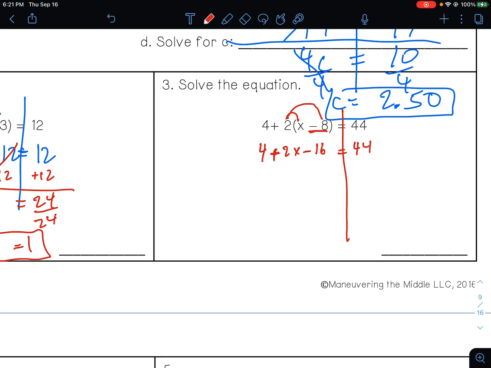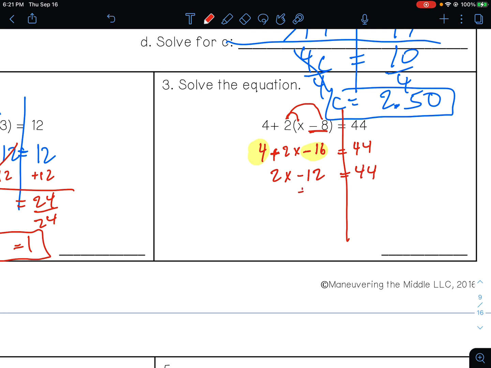Bring down the 44. Now, combine like terms. Do I have anything that's like with 4? I do. 4 goes with minus 16. 4 and negative 16, what does that equal? Well, the negative's bigger, so we're going to end up with negative 12. We subtract. 16 minus 4 is 12. And it's going to be negative because the negative number is bigger. Now bring down the 2x. Bring down the equal sign, the 44.